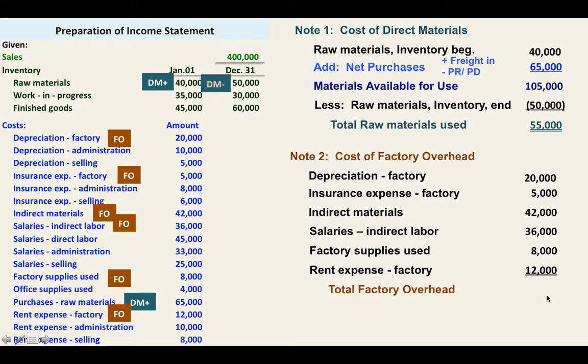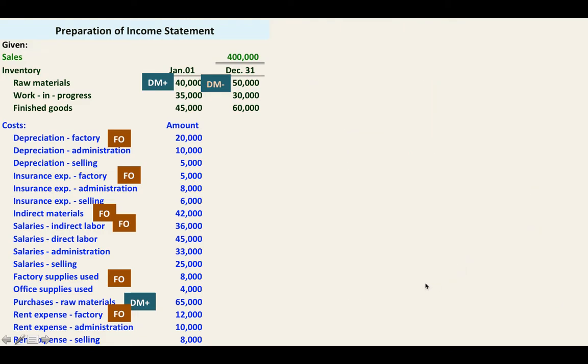We will total it to get the total factory overhead. Okay, so we have 123,000 as our total factory overhead. Okay, let us move on. Now we are going to get the details of our administrative expenses as our note 3.